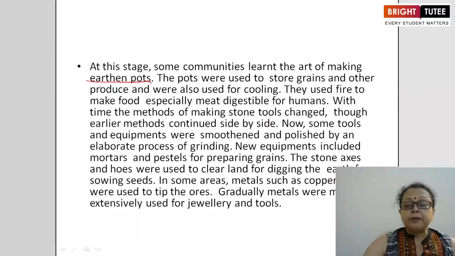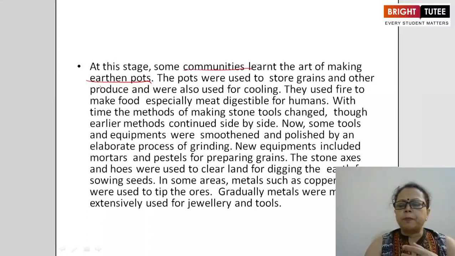Now what happened with some communities? Communities means a group of people. Now they learned the art of making earthen pots. With that, the discovery of the wheel, the potter's wheel was also developed, where they started making earthen pots. The pots were used to store grains and other produce and were also used for cooking. They used fire to make food, especially meat, digestible for humans.